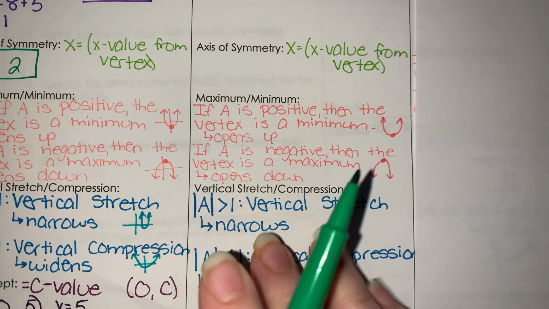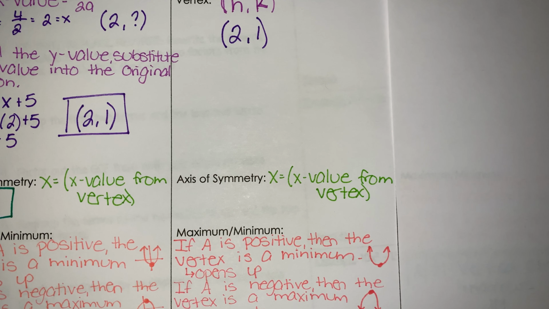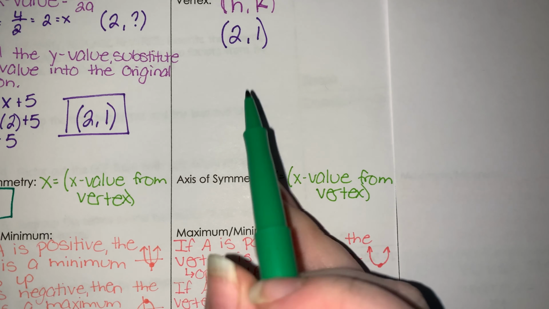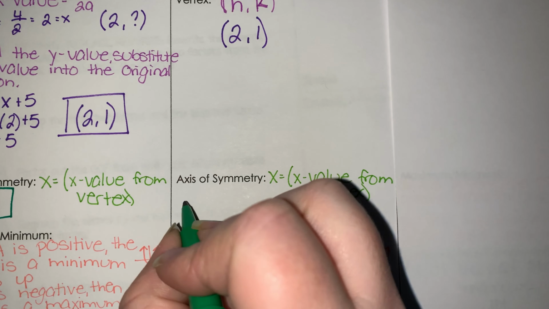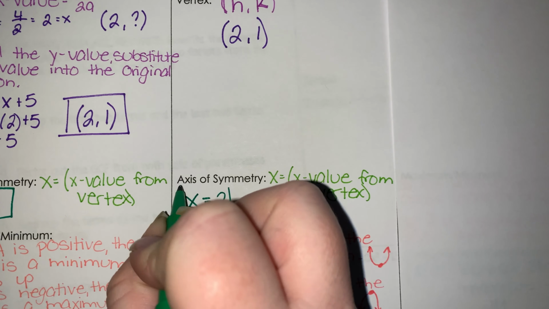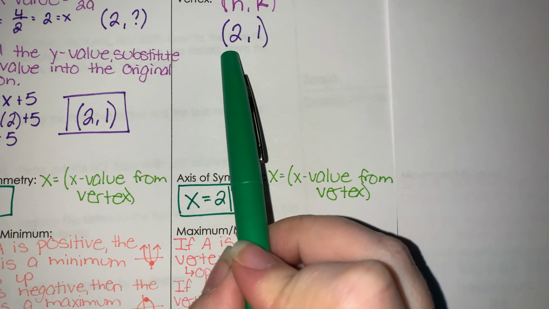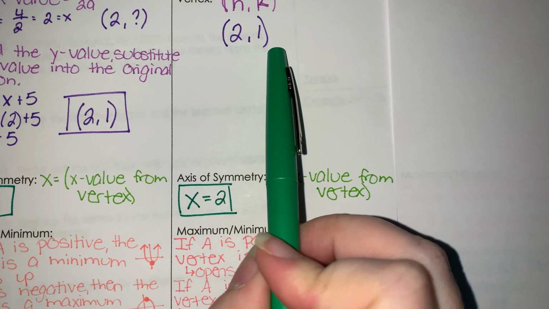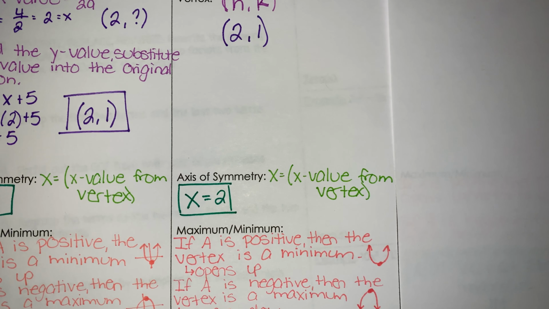Now, just to show you for axis of symmetry within vertex form, it's still the same. X equals the X value from your vertex. So if this is my vertex and I have 2 as my X value, my axis of symmetry here is X equals 2. If, let's say, our vertex was -4, +3, our axis of symmetry would be X equals -4.